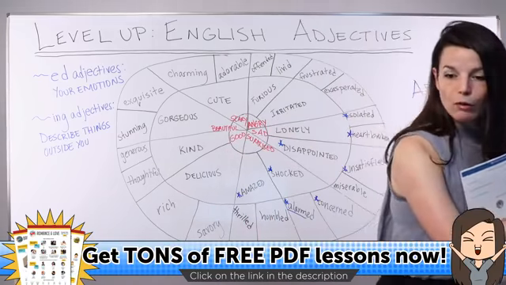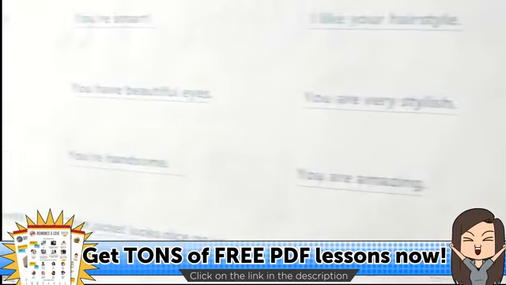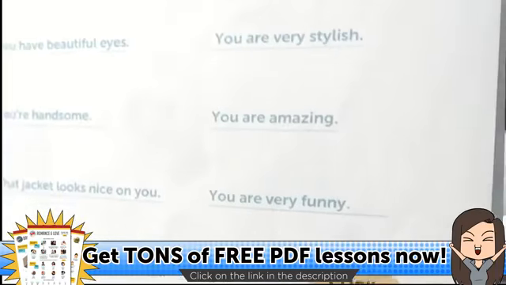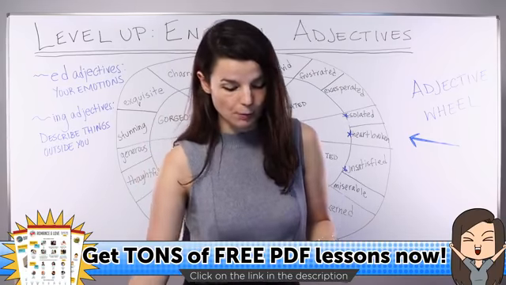Here's a great one. This is from the dating or the romance and love PDF. This says you're smart, or you have beautiful eyes, for example. You're stylish. We talked about amazing over here, actually. So these are examples of situations where having a good adjective vocabulary is important.